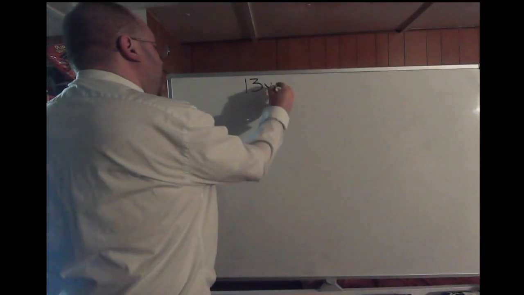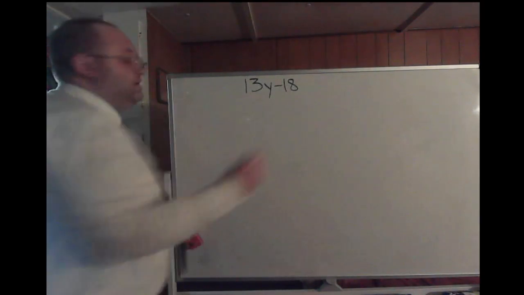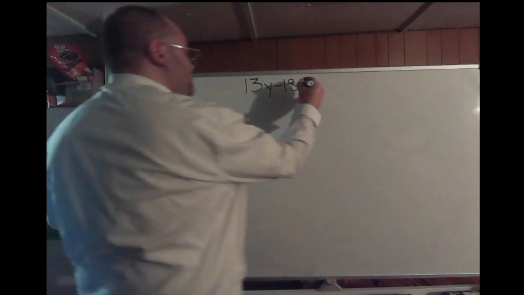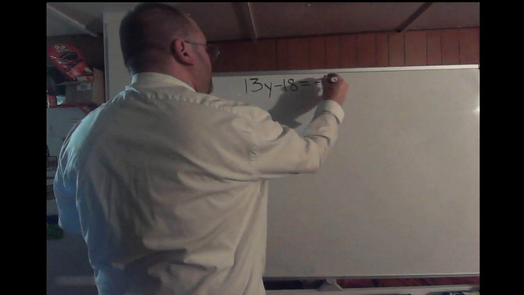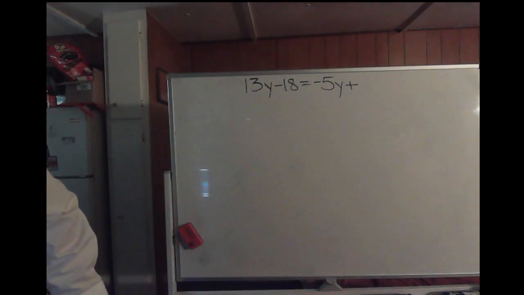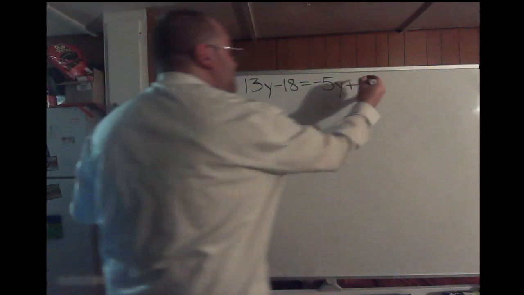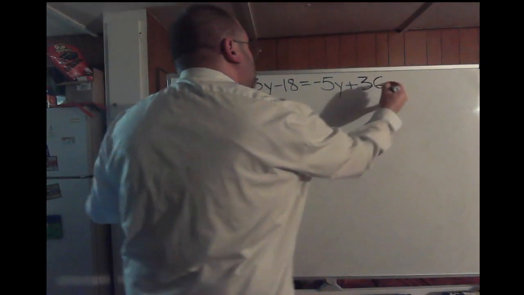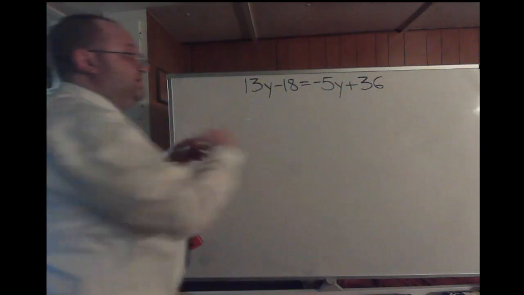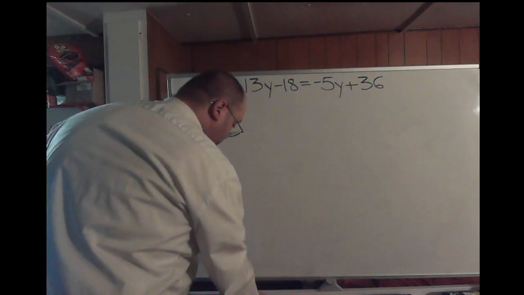Alright, I got 4 more examples. So what do we have here? We have 13y minus 18 is equal to negative 5y plus 36. Okay. So we have the equation 13y minus 18 equals negative 5y plus 36.